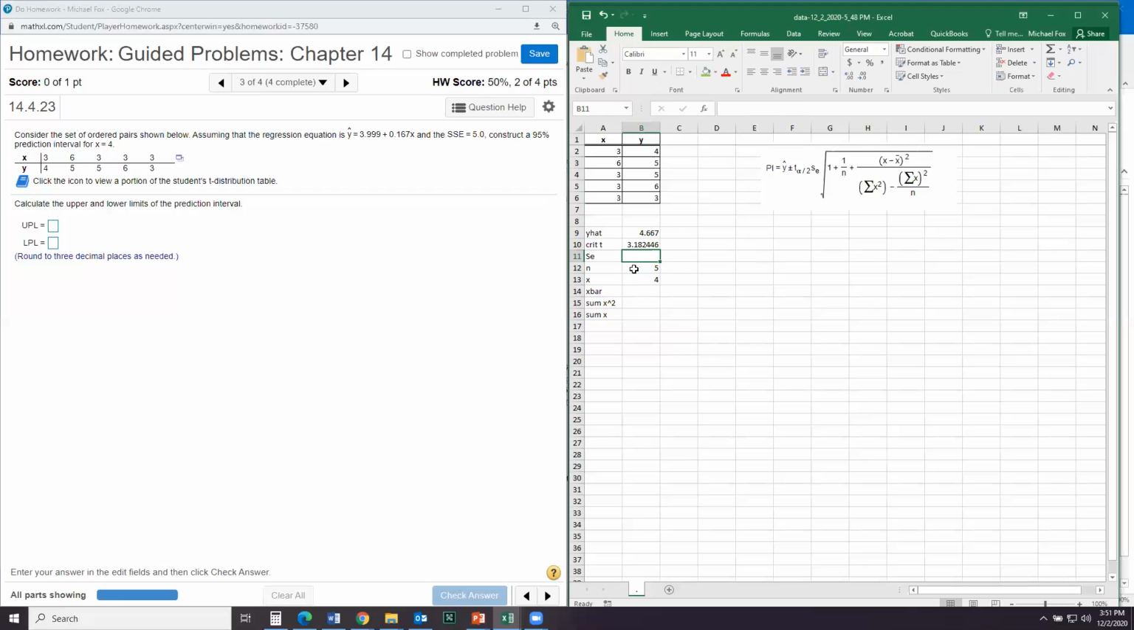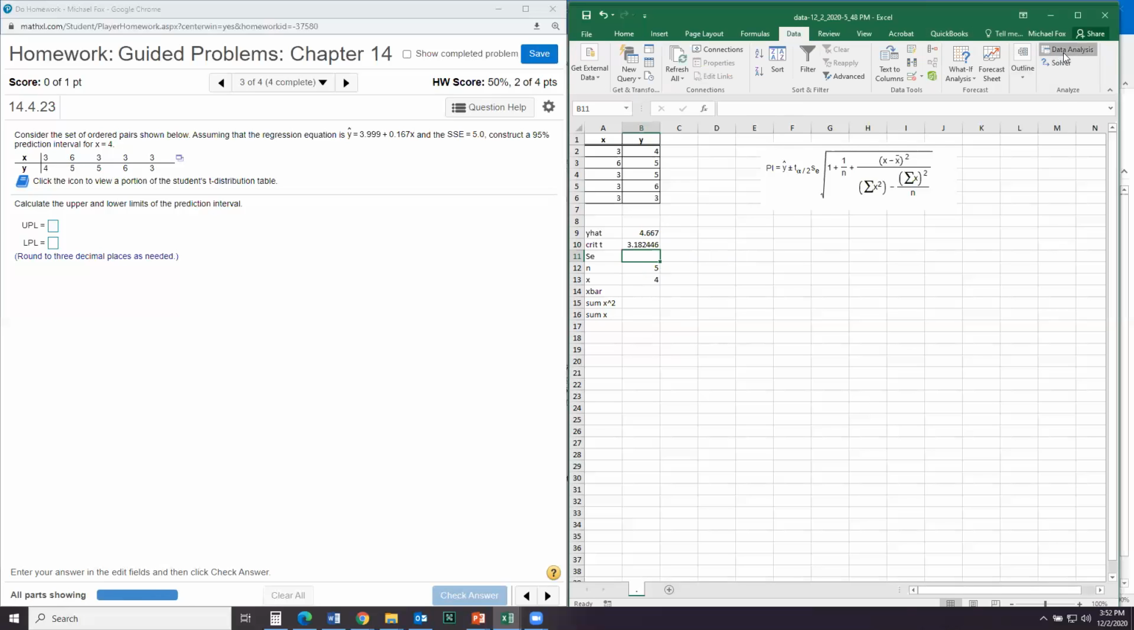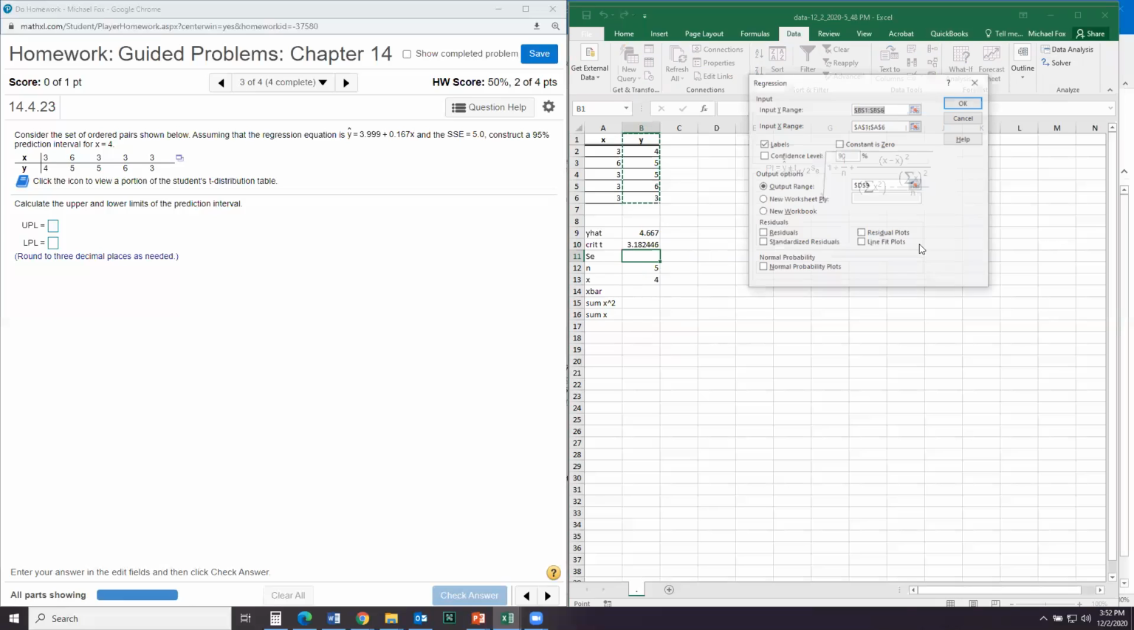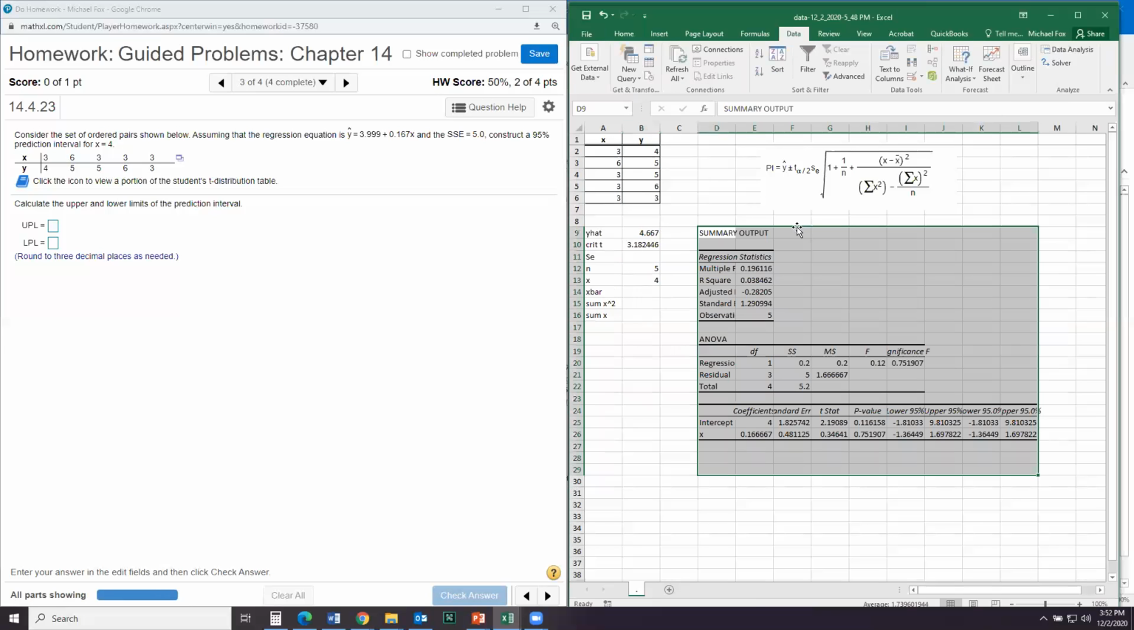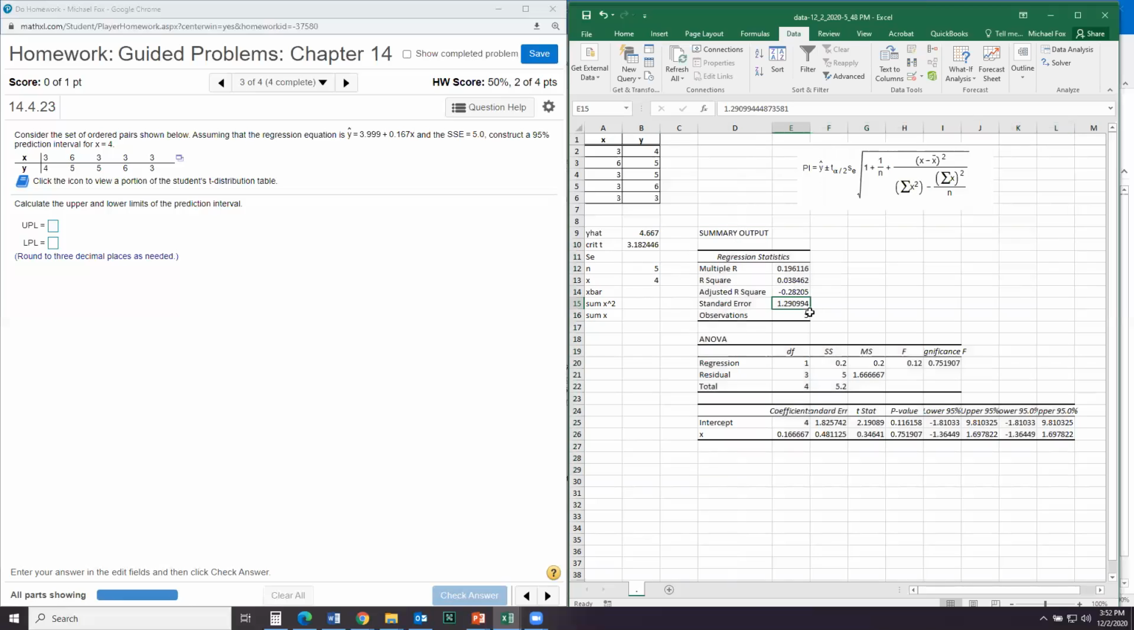So there's my critical t. To find my standard error, I can do the formula, or I can come up to data, do data analysis, regression, choose my y range, my x range, tell it where I want it to output, and hit OK. And then my standard error will be right here, standard error. Some people like to just do equals that cell, so they have it all together. Some people will just use this when they get to building this formula.